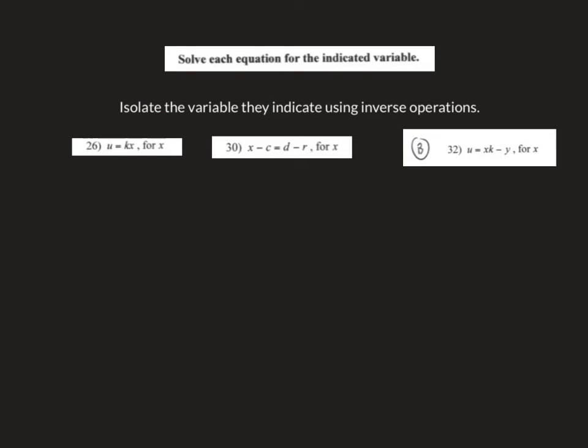Now for solving each equation for the indicated variable. This starts to get a little challenging because nothing's really going to go away. We're just rewriting. For number 26, it says solve for x. So we have u equals kx. We want to solve for x. That means we want x to get by itself. K is attached to x by multiplication, so we're going to divide by k on both sides. So u divided by k equals x. Done.